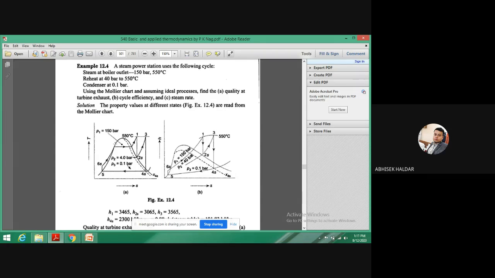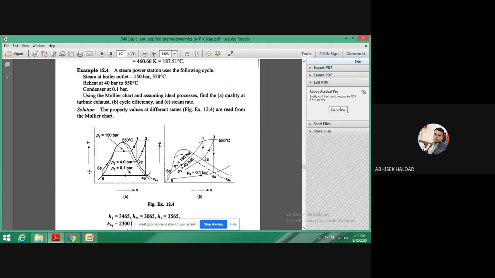Okay, so how will you proceed? First, for any problem of this type, you may draw the HS diagram also, or a single TS diagram will be enough for solving. The first task, as mentioned here, is to use the Mollier chart to get the enthalpy values very easily. First the pressure and temperature are given. This point 1, I can get the value of H at point 1. Last class I have shown you how to find values from the Mollier diagram. I will not repeat that.